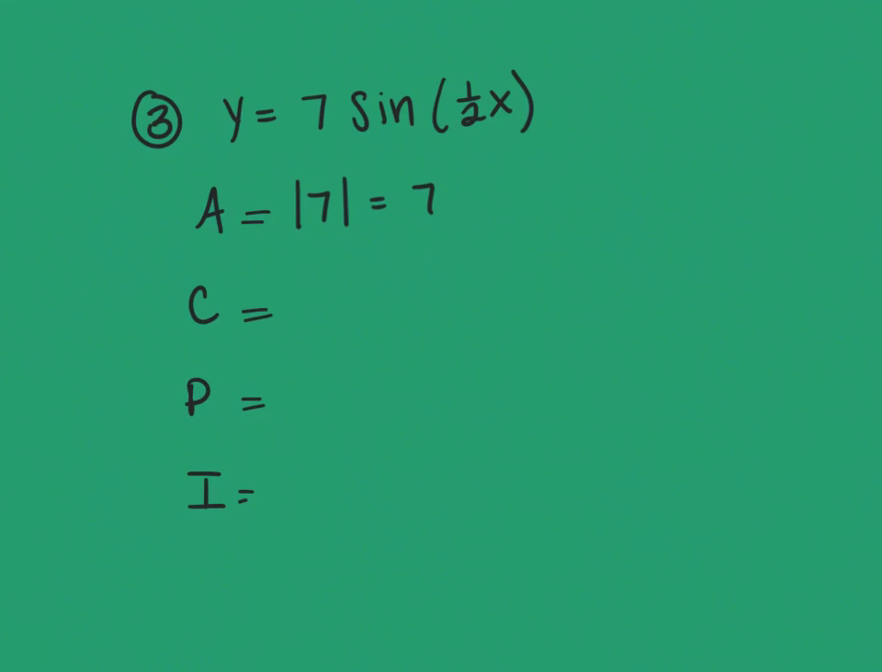Cycles is the number in front of the x, which here is 1/2. Period is 2 pi over b, where b is the number of cycles, so 2 pi divided by 1/2. And here we need to remember to keep, change, and flip. So we are keeping the 2 pi, changing the division to a multiplication, and flipping the bottom fraction of 1/2 to 2 over 1. And when you multiply straight across, you just get 4 pi.